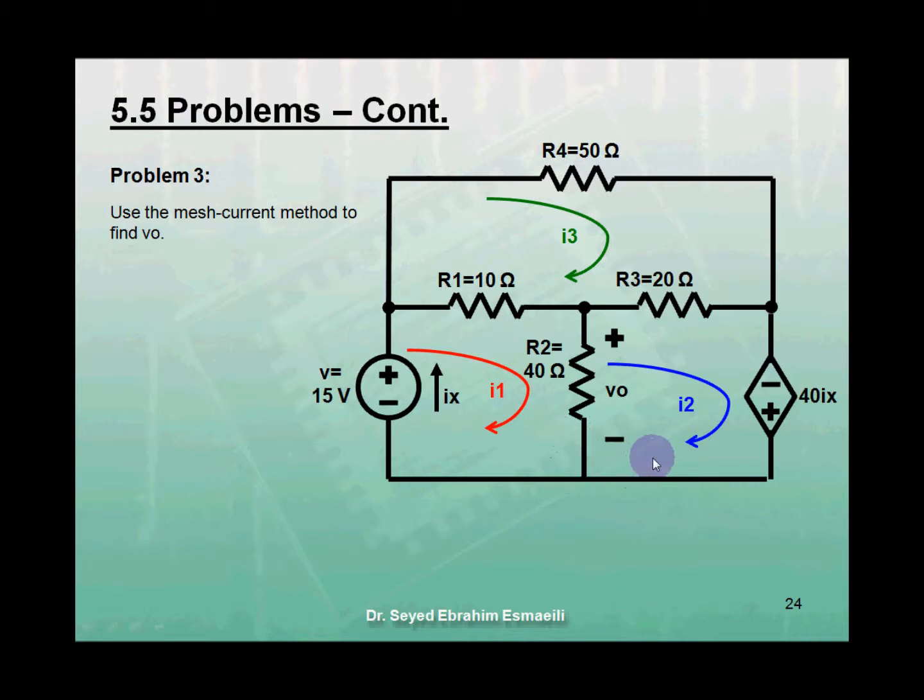For mesh 2, we have R2 times (I2 minus I1) plus R3 times (I2 minus I3) minus 40 Ix equals 0. And for the third mesh, we have R1 times (I3 minus I1) plus R4 times I3 plus R3 times (I3 minus I2) equals 0. For the dependent voltage source constraint, we have Ix equals I1.